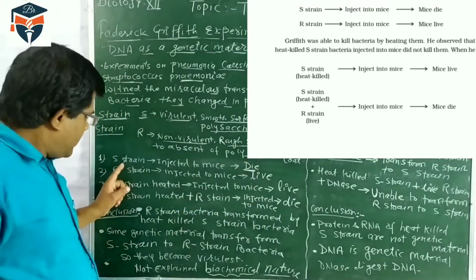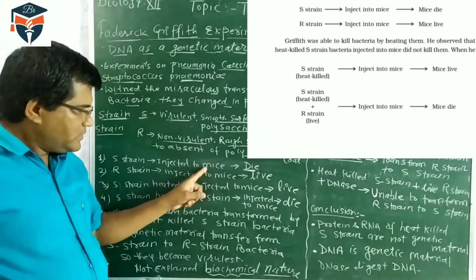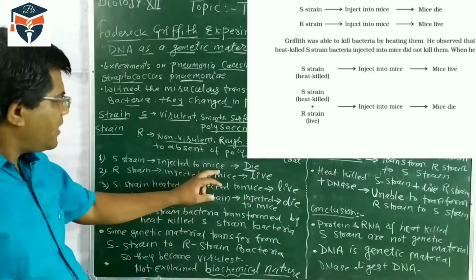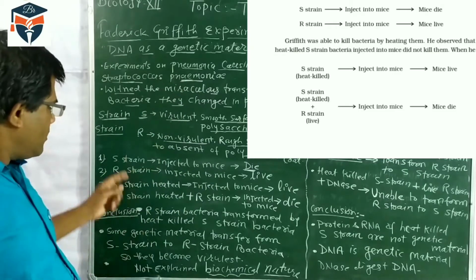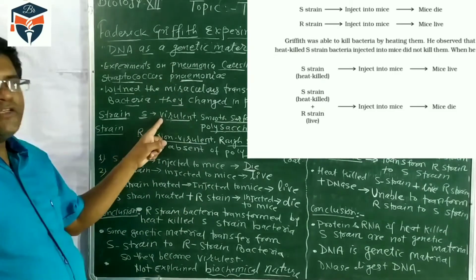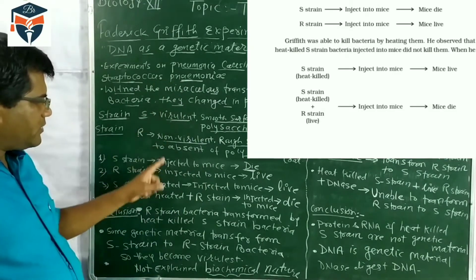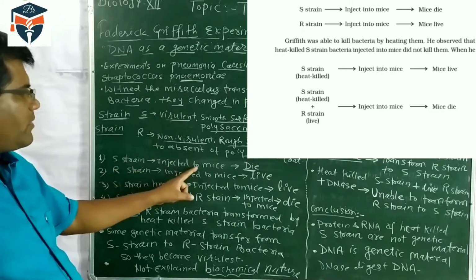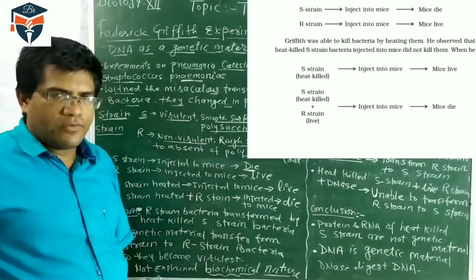It means when S strain is injected into the mice, they die. Why do they die? Due to pneumonia, because the S strain is the virulent strain, a disease-causing strain, and they suffer from pneumonia, which leads to death.